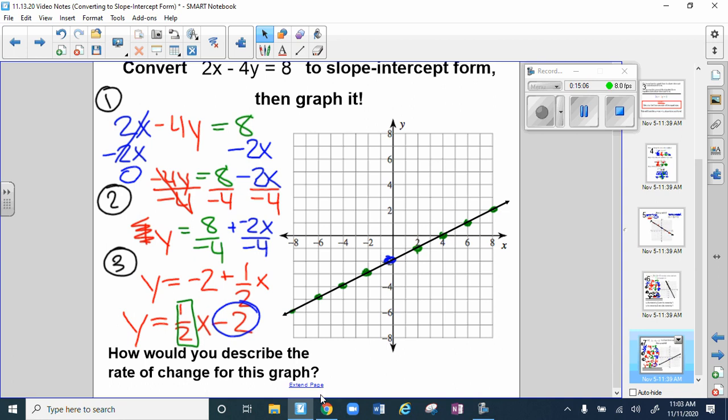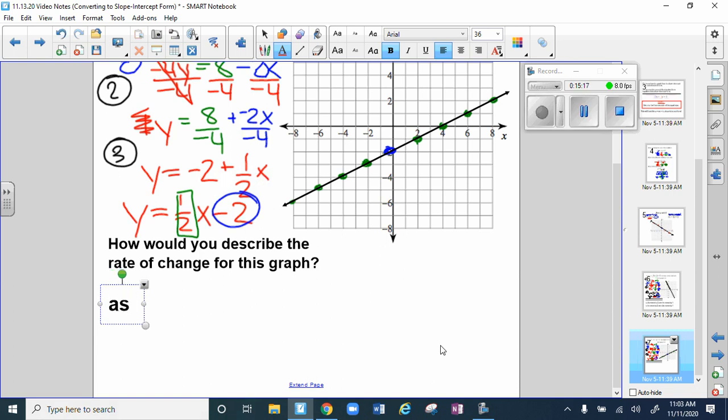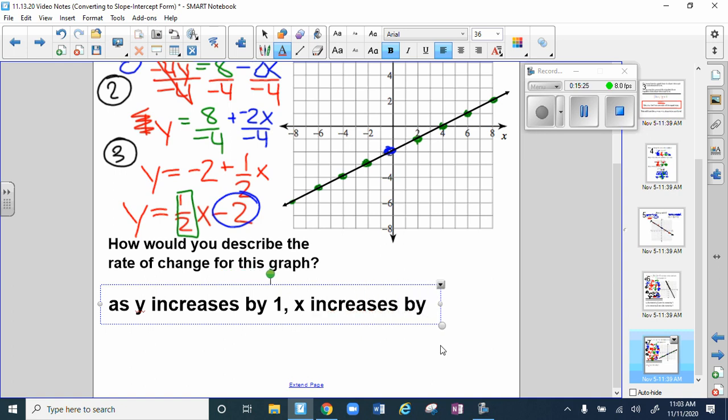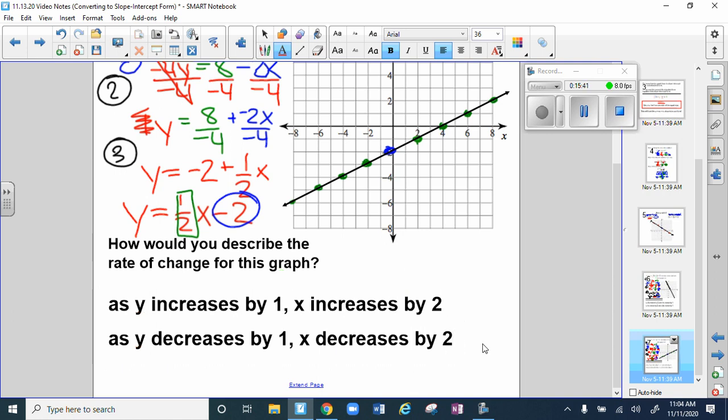And again, I asked the question, how would you describe the rate of change for this graph? Well, while I was drawing it, I said that I was going up 1, right 2. So I could say as y increases by 1, because we were going up 1, x increases by 2. I could also say as y decreases by 1, x decreases by 2, because we were going down 1 and left 2. So both of those are great ways that we can describe the rate of change for this graph.